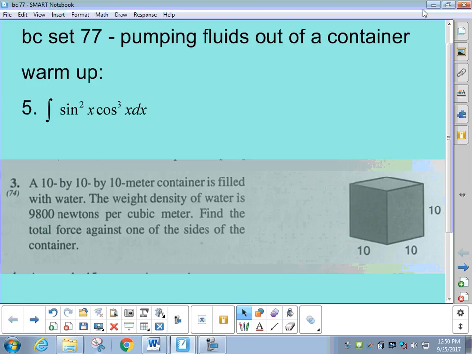So the test is through 76. 76 is odd powers of trig, like this one on tonight's homework. 75 is continuity, which you guys are pretty good at. 74 is force, and like this.